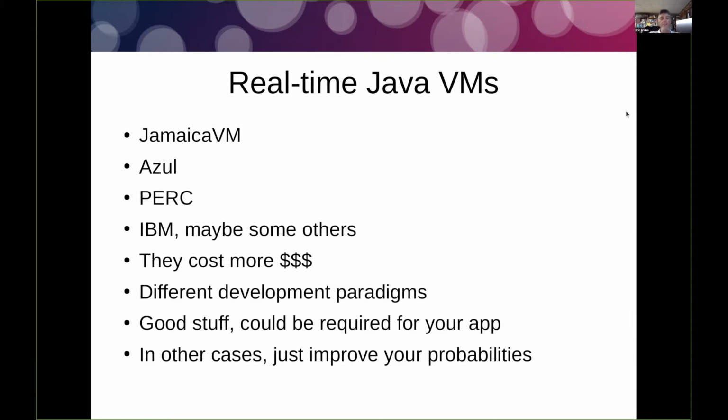But in other cases, if you have an application with soft real-time requirements, like a financial application as I mentioned before, you really just want to improve your probabilities. So this is one of those things where you can argue back and say, I don't need a real-time VM, I can make my application more predictable. I agree. There are some things you can do. It's never going to be 100% predictable. It's not going to be as good as using something like Jamaica VM pre-compiled on VxWorks, but you can improve your probabilities.